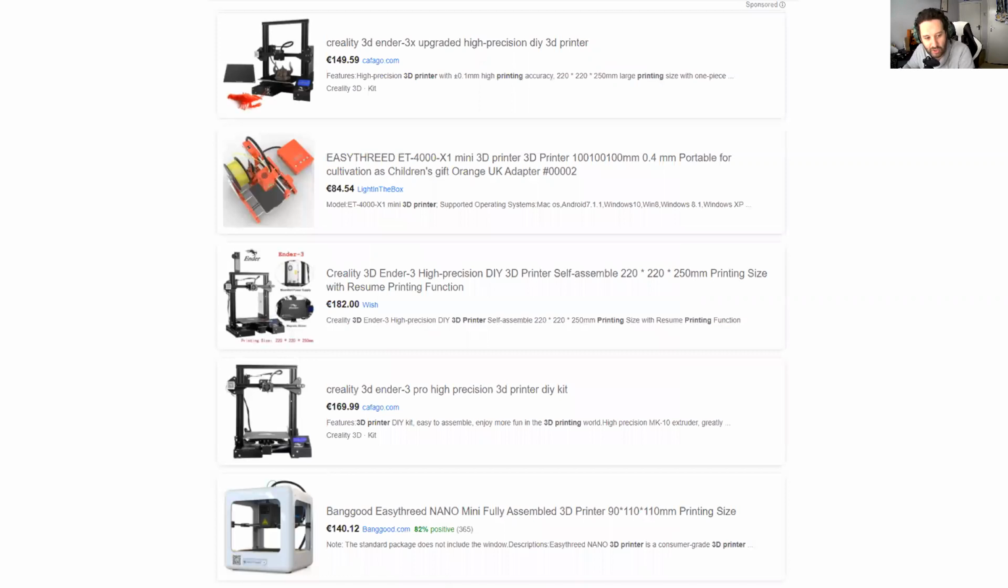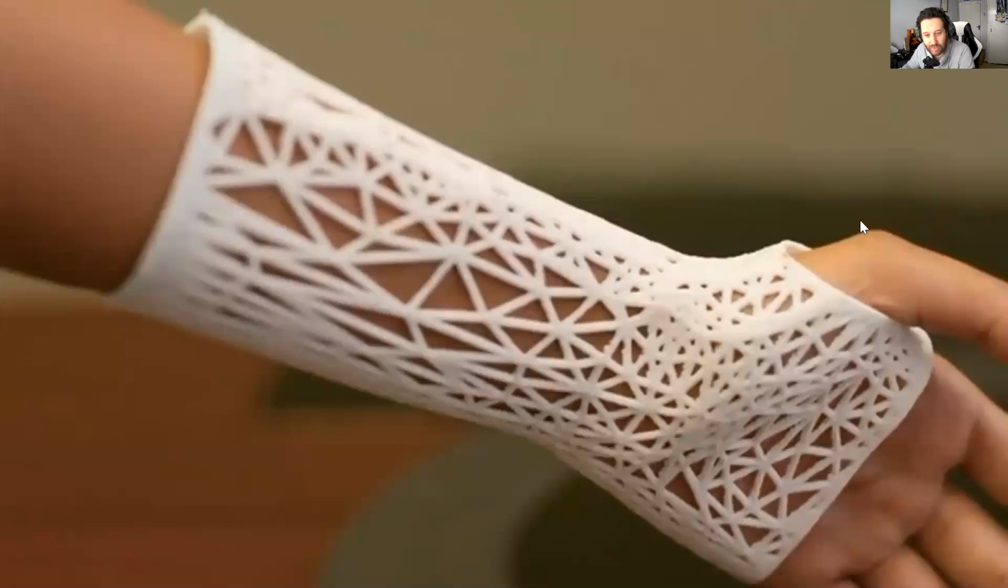A quick search I did the other day gave you 3D printers as cheap as €80. So for a couple of €100, you can have 3D printer systems that can do a huge amount, once you apply them in a new innovative way. So an example would be this.